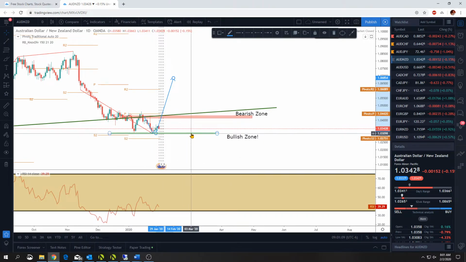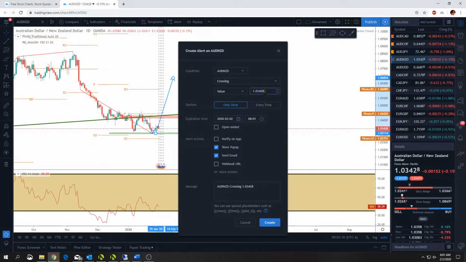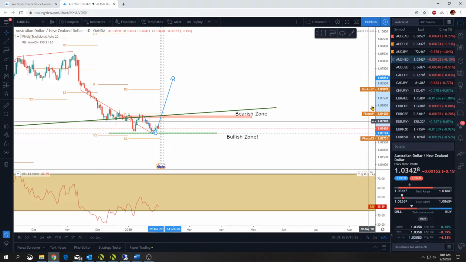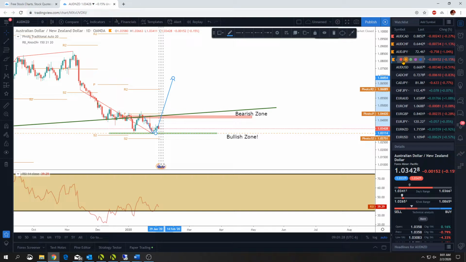So I'm going to put another alert right at 03114, and we're going to be looking to buy, and I'm going to turn this one red.